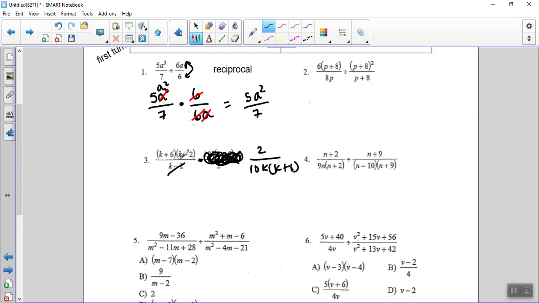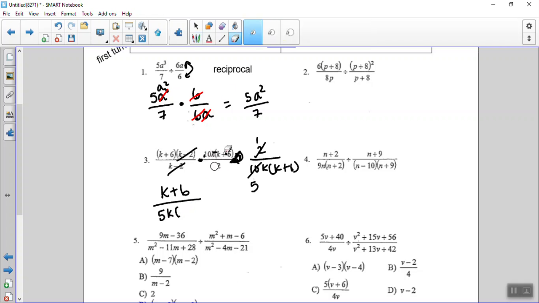So the k minus 2 gets crossed out. And I cannot cross these two, but I can reduce this. 2 goes into 2 once, 2 goes into 10 5 times, and I think that's it. So k plus 6 times 1 is just k plus 6 over, and then you have 5k over k plus 6. I don't know, I can't understand my writing. Well, that is k plus 6.